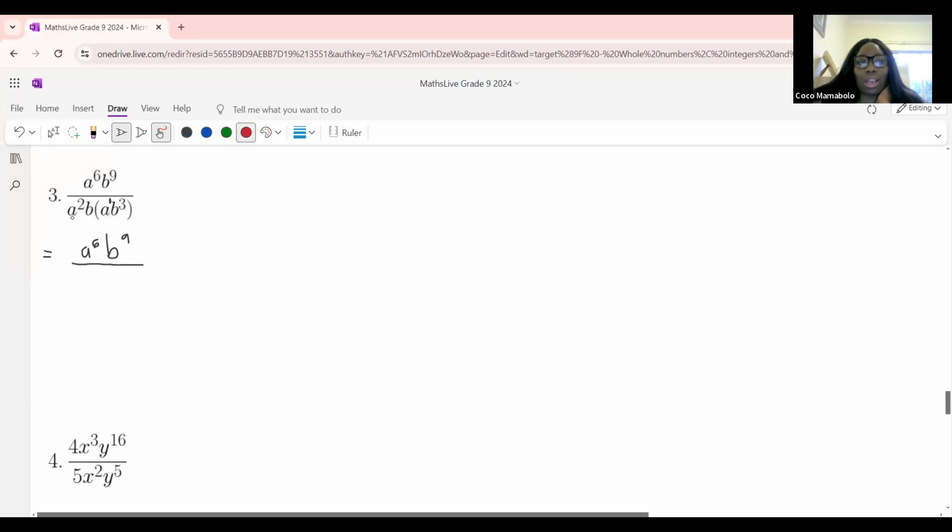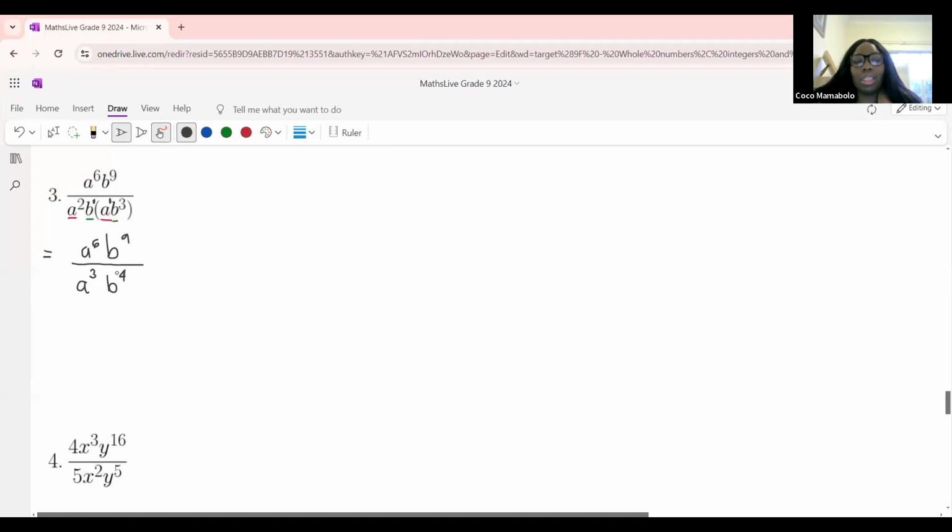I see two like bases, a squared and a, being multiplied. So I'm going to keep my base a, and I'm going to add my exponents. 2 plus 1 will give me a cubed. And same with b. b that has an exponent of 1. My like bases are being multiplied. So I'm going to keep my base and add my exponents. That becomes b to the power of 4.